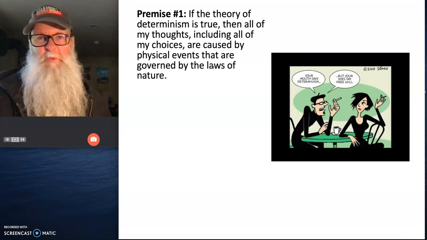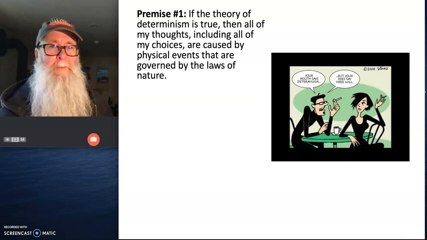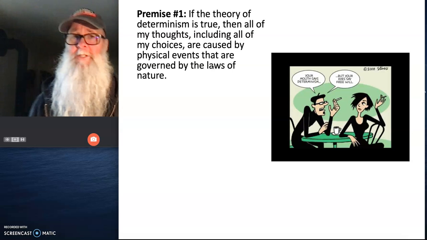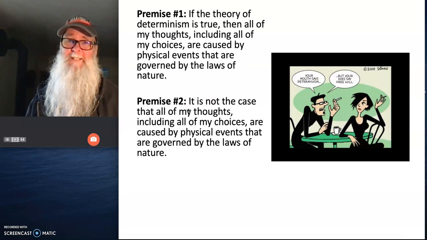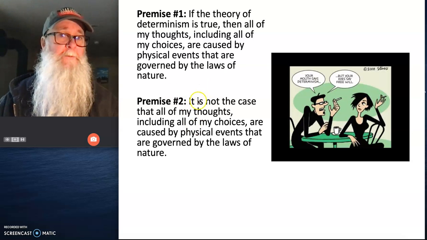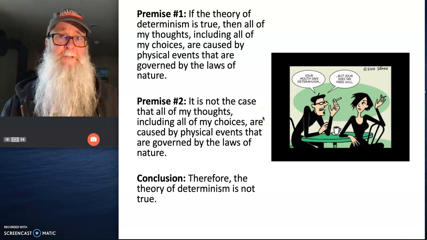Premise number one, in other words, reason number one for believing what I do. If the theory of determinism is true, then all of my thoughts, including all of my choices, are caused by the physical events that are governed by the laws of nature. Premise number two, it is not the case that all of my thoughts, including all of my choices, are caused by physical events that are governed by the laws of nature. Therefore, says a libertarian, the theory of determinism is not true.